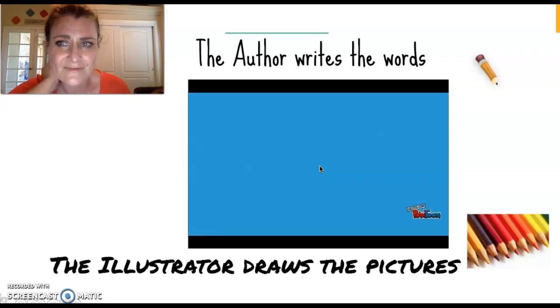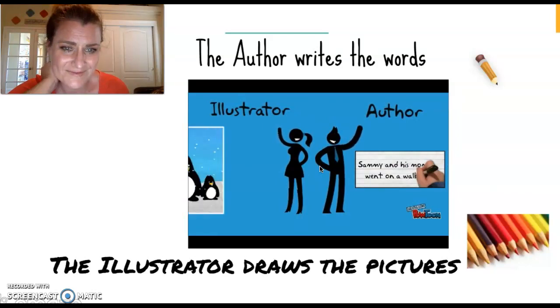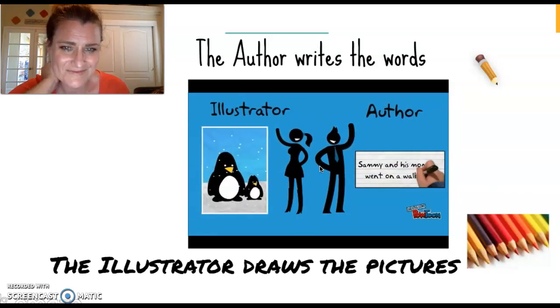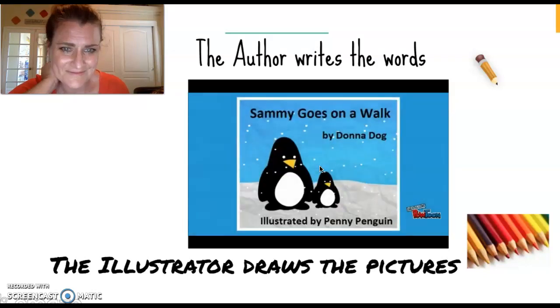Now, let us remember that the author writes the words to the story, and that the illustrator makes the pictures that help us know more about the story. You can find the names of the author and illustrator on the front of the book. It will say that the story is written by the author, and that it is illustrated by the illustrator. This story is written by Donna Dog and illustrated by Penny Penguin.